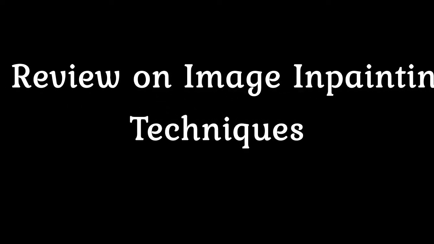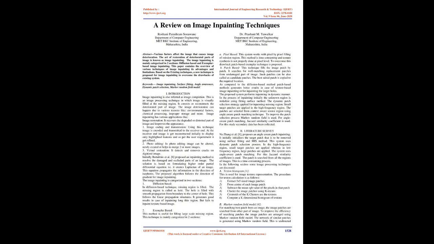A review on image in-painting techniques. Abstract: various factors affect the image that cause image deterioration. The art of restoration of deteriorated parts of an image is known as image in-painting. Image in-painting is mainly categorized in two sections: diffusion-based and exemplar-based image in-painting. This paper contains an overview of various techniques of image in-painting, their advantages and limitations.